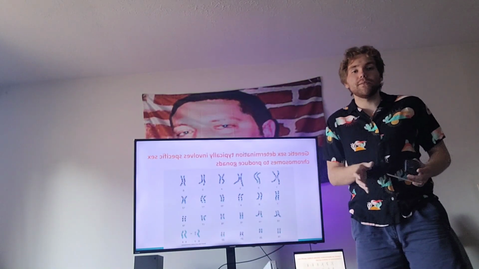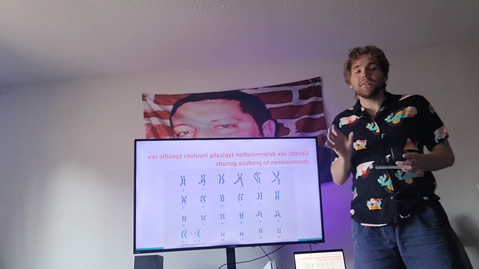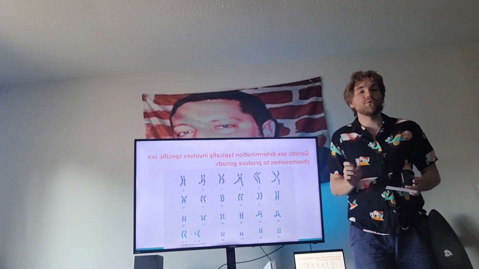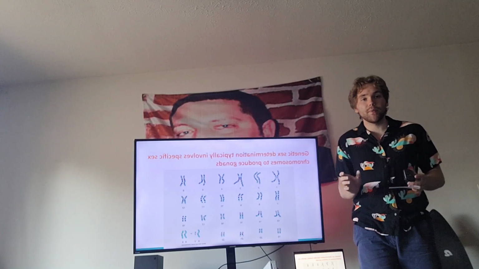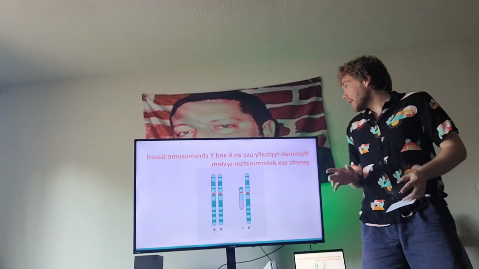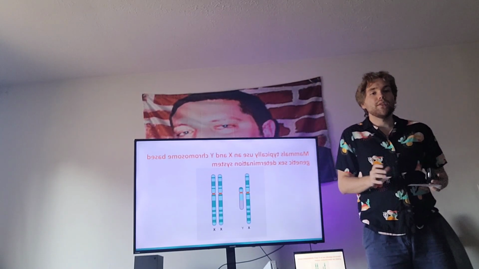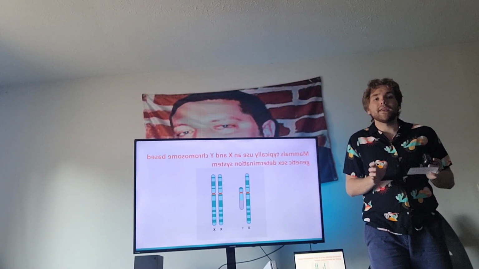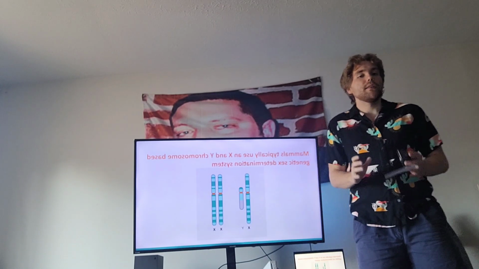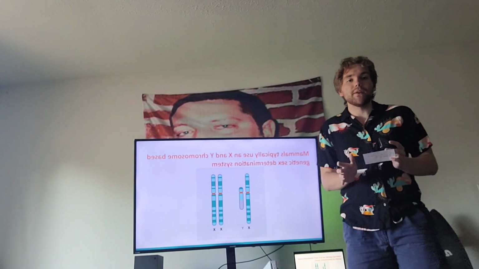Now, genetic sex determination, GSD, typically involves specific sex chromosomes to produce gametes, or sex cells, like sperm and eggs, and this is true in many mammals. You have the X and the Y chromosome, with the heterogametic sex, meaning they have the X and the Y, being males, and the homogametic sex being females.